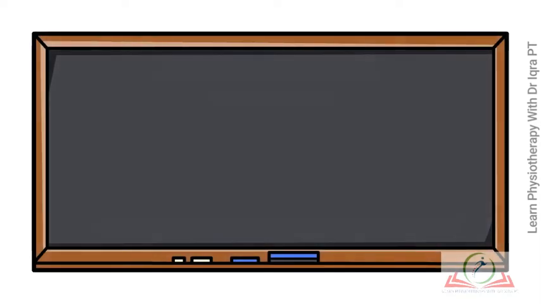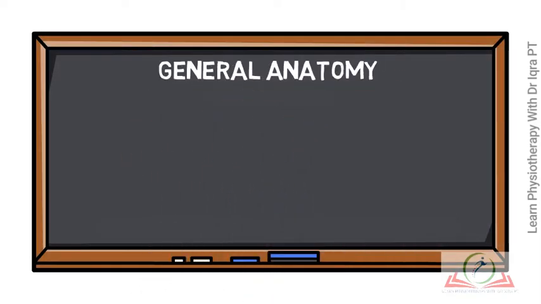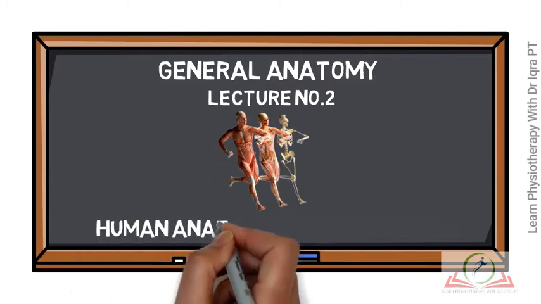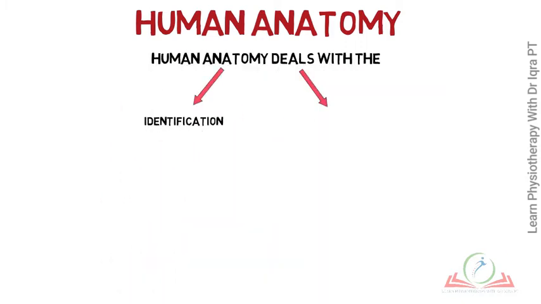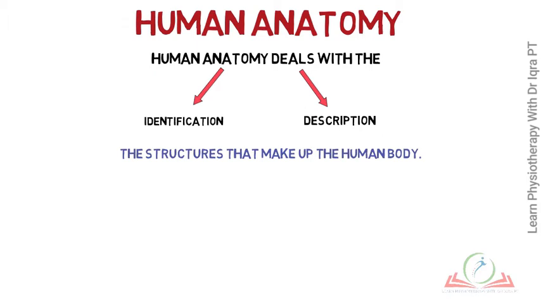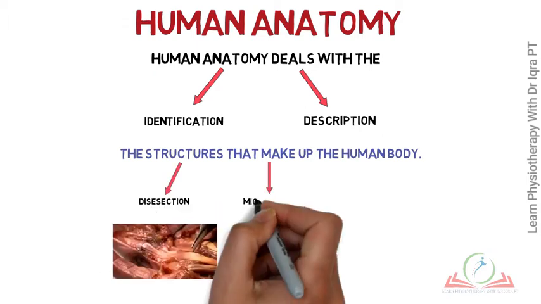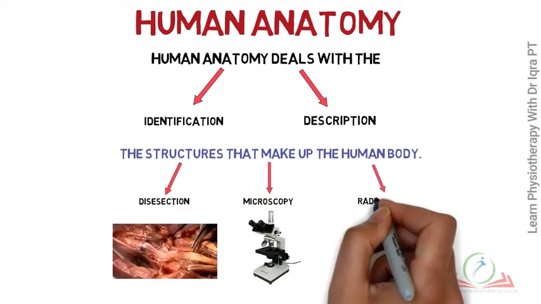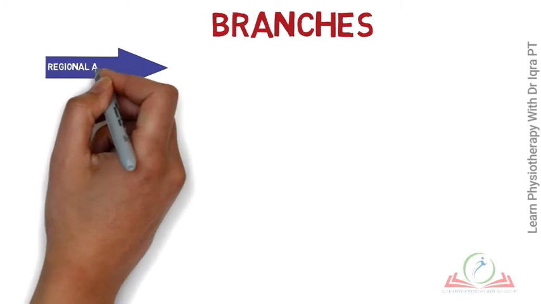Hello and welcome back. Now in our second lecture of general anatomy, we will discuss the human anatomy and its branches. Human anatomy deals with the identification and description of the structures that make up the human body by means of dissection, microscopy or radiography, etc. Let's discuss the branches.